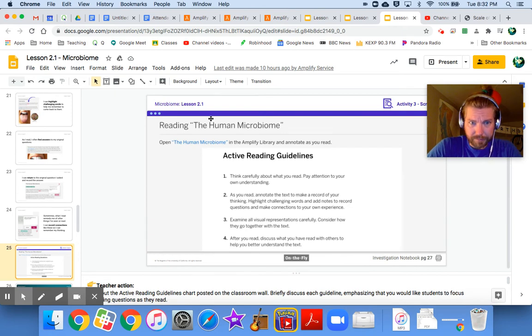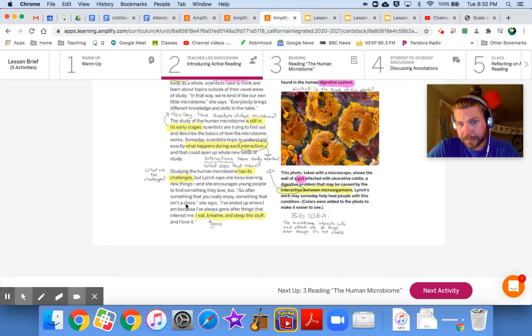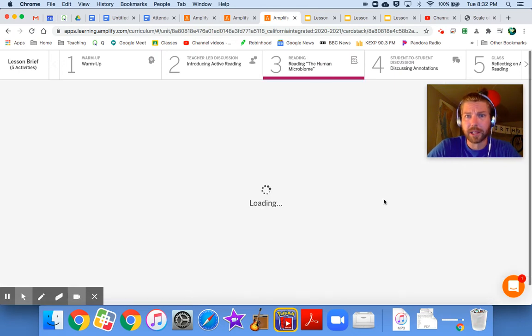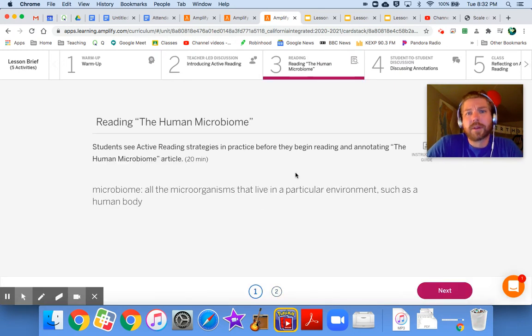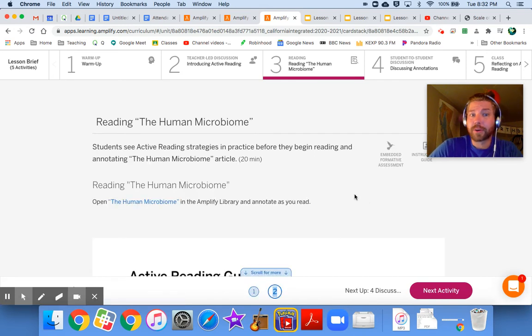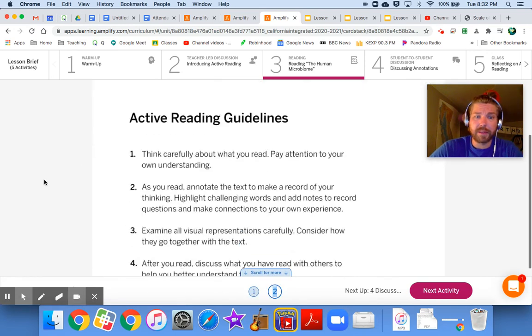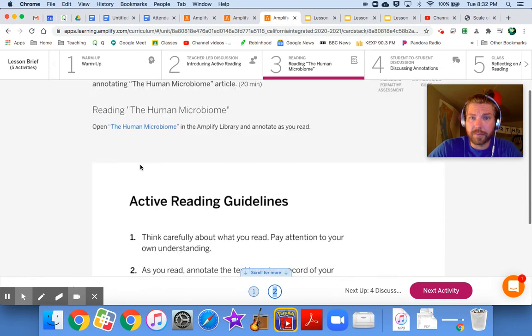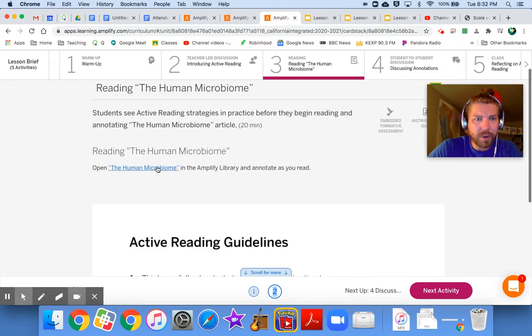So here's what you're going to do. Back to the lesson. Active reading guidelines. We're in activity 3 on the Amplify website. We have talked about microbiomes, and we are now here. And you're going to read this article. Where is it? Oh, the human microbiome. You can click on it and it'll go to it.